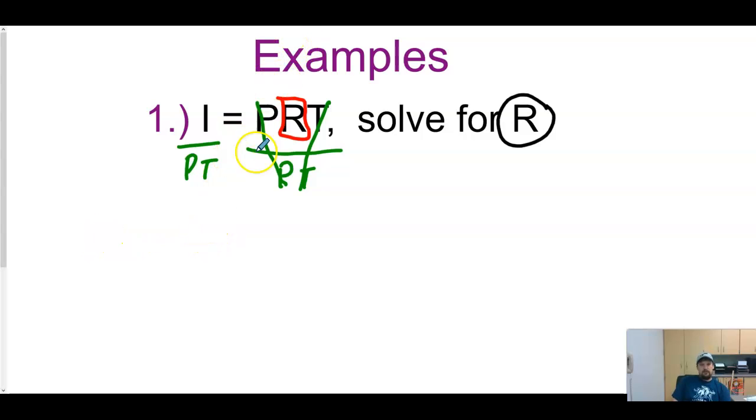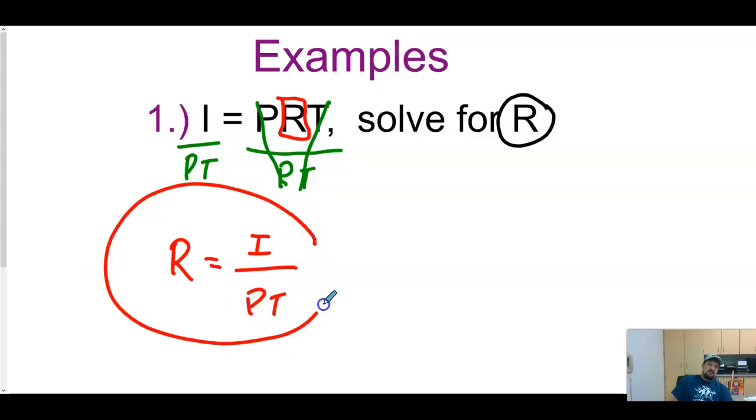So that's pretty simple. I'm going to bring down, I'm going to switch them. I'm going to bring R over here. I'm going to say R equals I divided by P times T. And there is my answer. I just went ahead and simplified that. And that's all there is to that one.